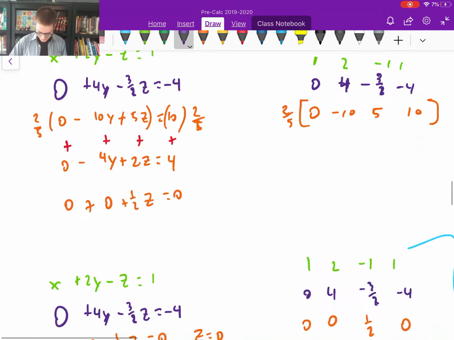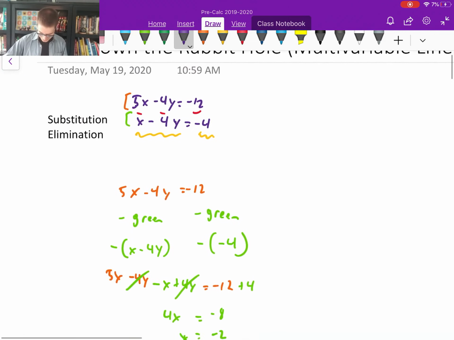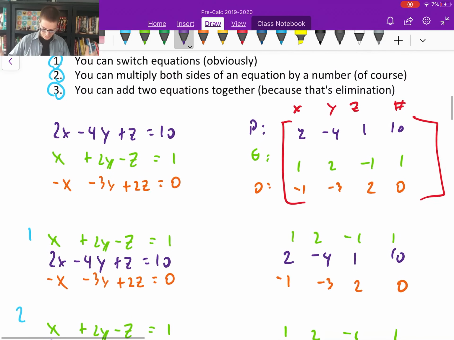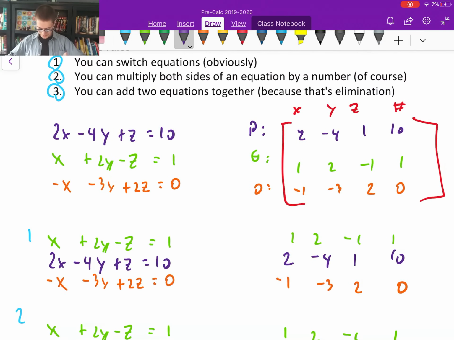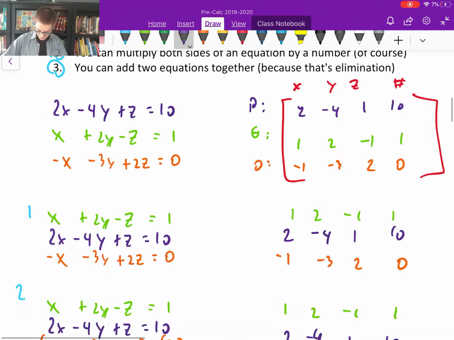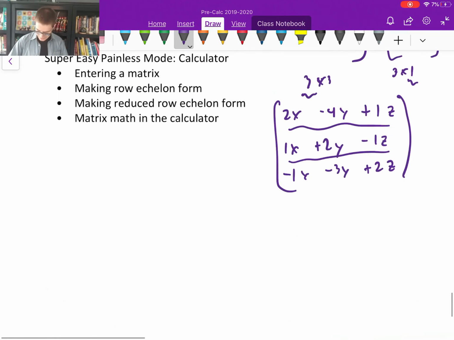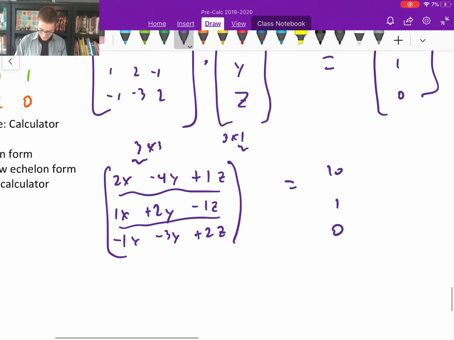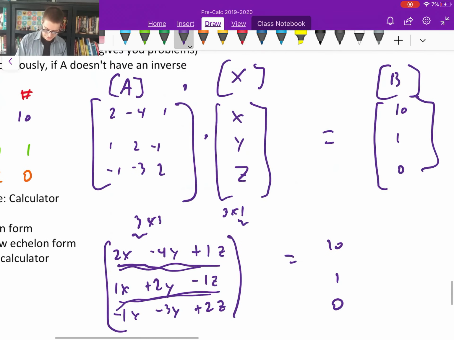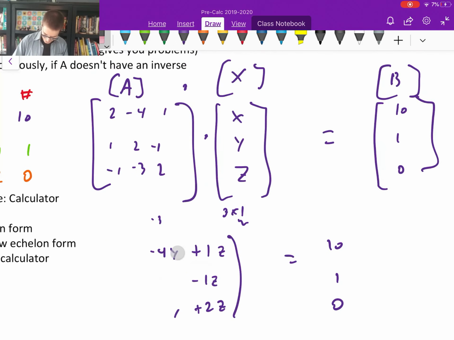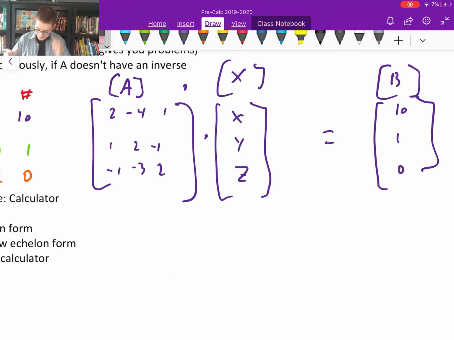The very, very beginning, the initial equation tells us those exact things. 2x minus 4y plus z equals 10, x plus 2y minus z equals 1, negative x plus 3y plus 2z equals 0. So this is the exact same thing. This top bit equals 10, the middle bit equals 1, and the bottom bit equals 0. In other words, all I'm trying to say here is this is a true statement. This logically follows. Matrix A times matrix X creates matrix B, if we knew what the variables were for matrix X.